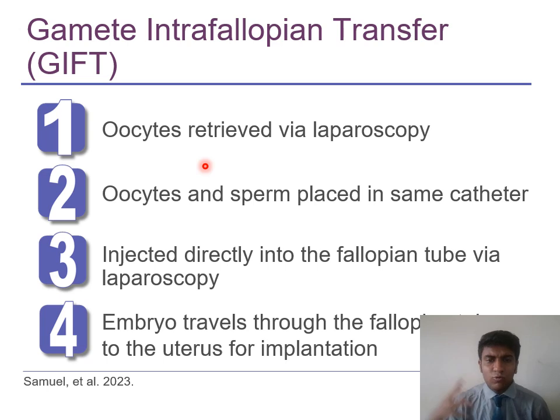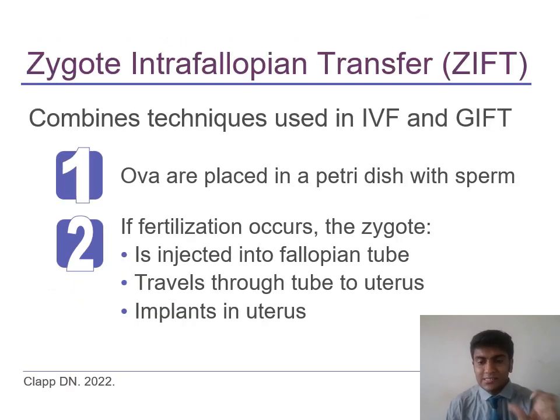Similarly, in GIFT, the gametes, the oocytes, are retrieved by laparoscopy. The sperm and the oocytes are placed in the same catheter. They are injected directly into the fallopian tube via laparoscopy. And this embryo travels to the uterus. And then there is fertilization, implantation, and finally pregnancy.